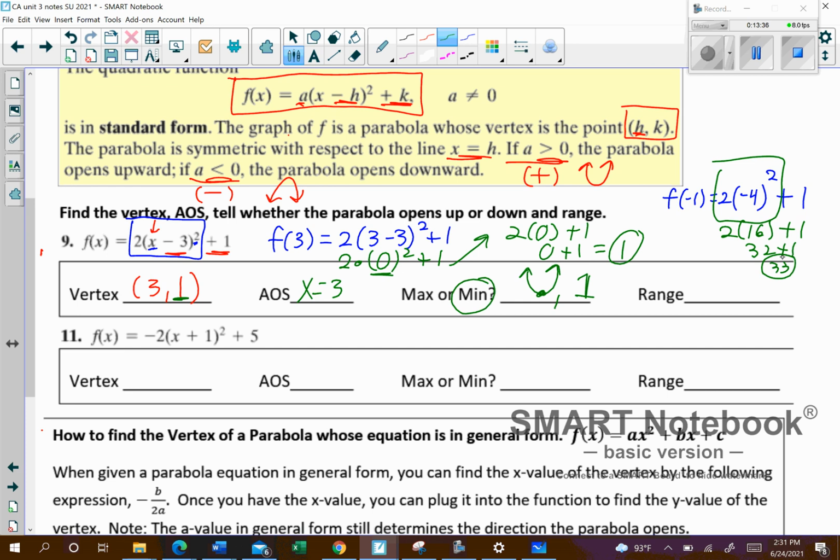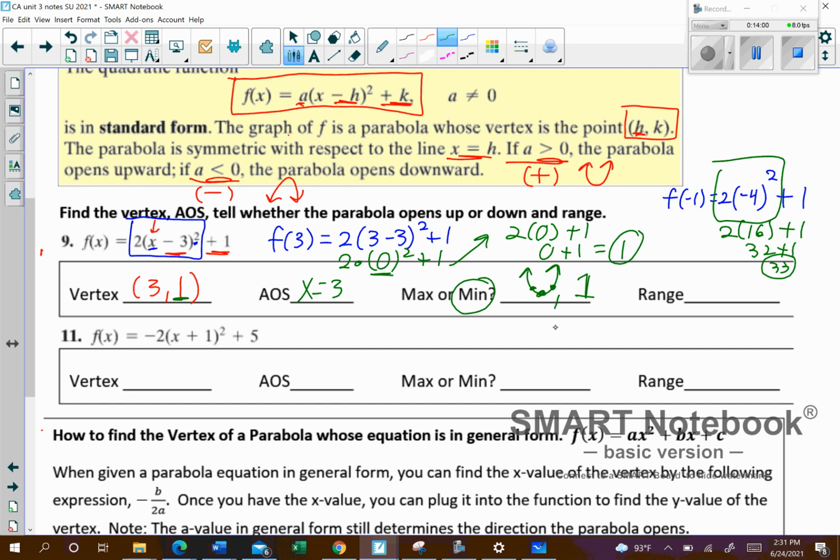So basically, if I plug in anything other than 3, I'm going to get positive big numbers, bigger than 1. And so it's going to go up, whether I plug in 4, 5, or 6, or if I plug in 2, 1, or 0. What's going to happen is it's going to start going up on each side.